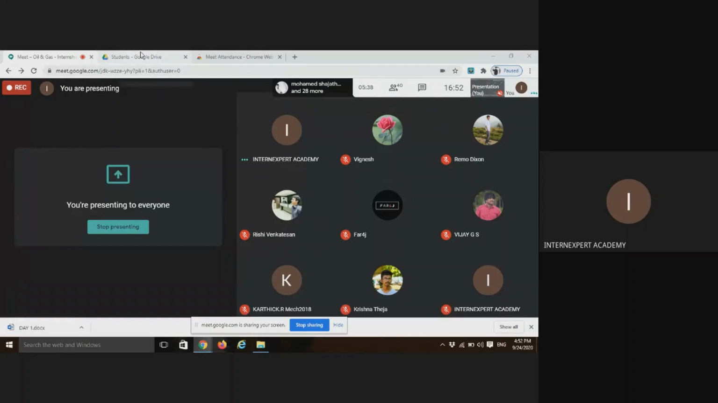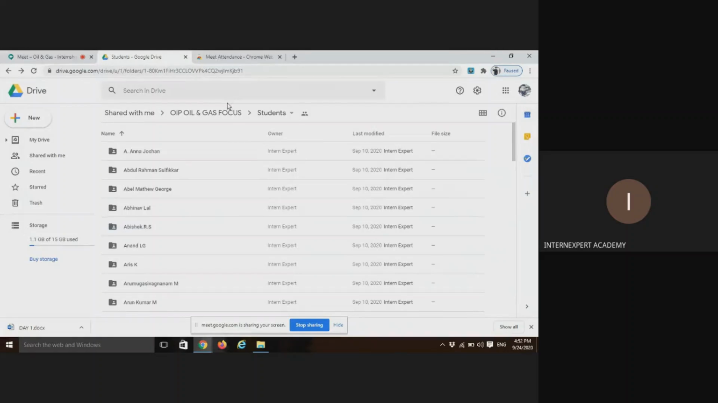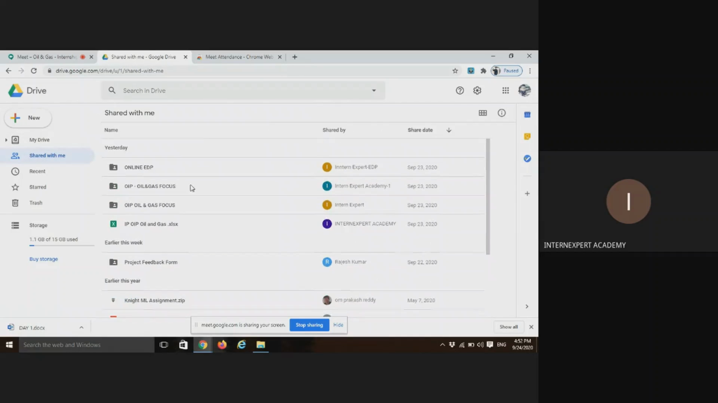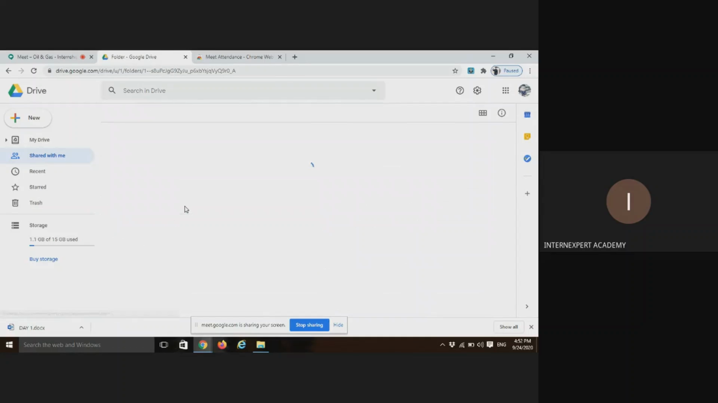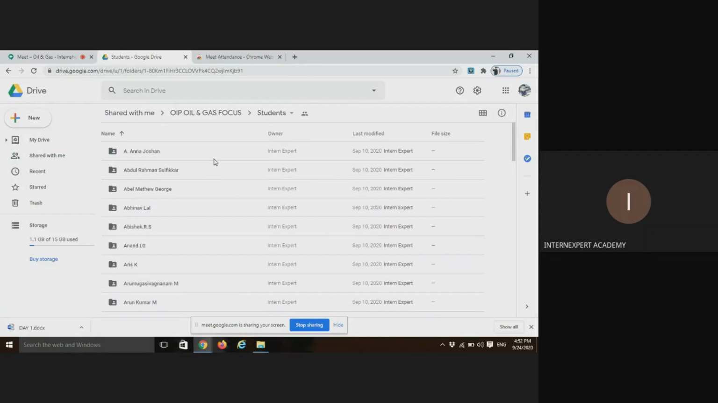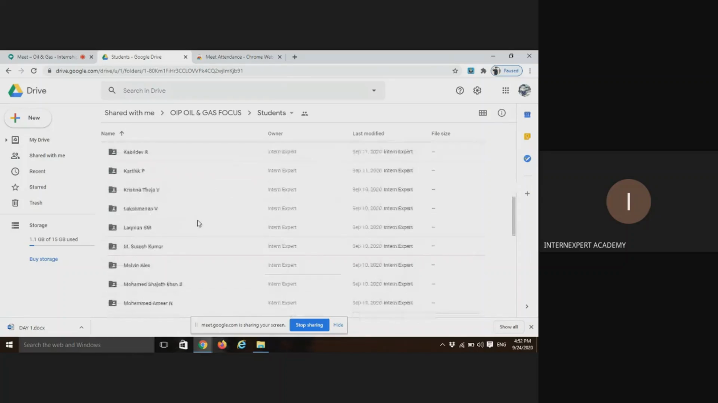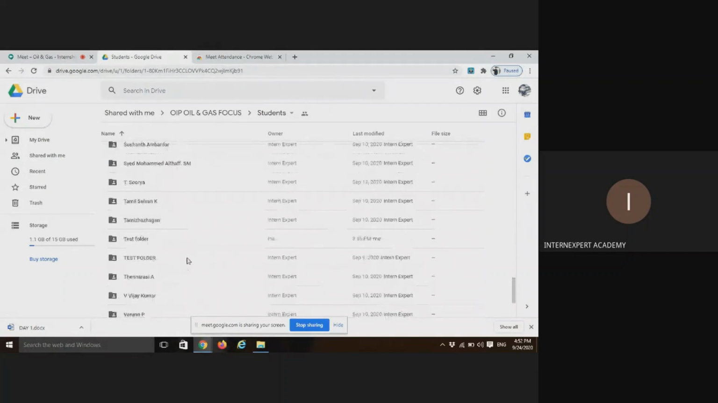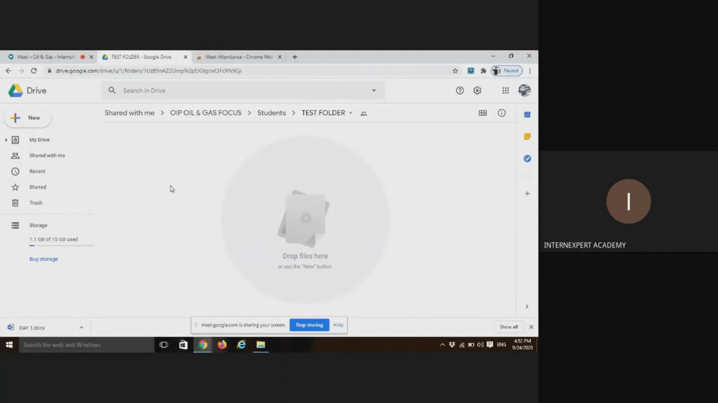First, you have registered for Intern Expert using a mail ID, right? You have to open that, and some might not know where to get the shared files. You can go to the drive of the email, and then go to the Shared with me section. You can see the folder which is shared with you, and in the students list you will have all your folders. I have taken a test folder to explain how to do it. Okay, this is a test folder.